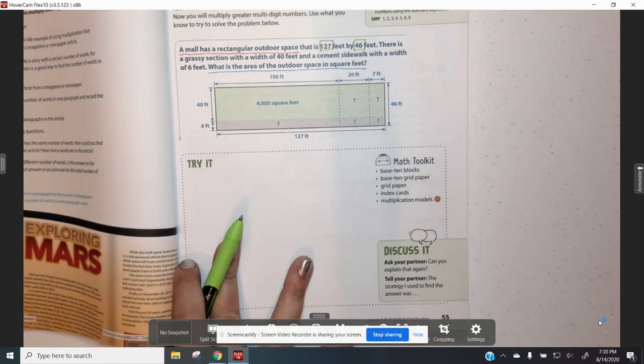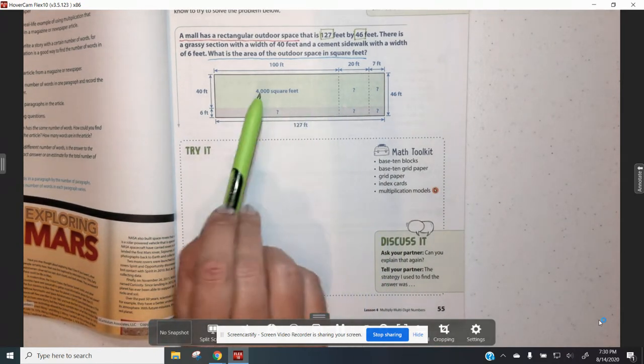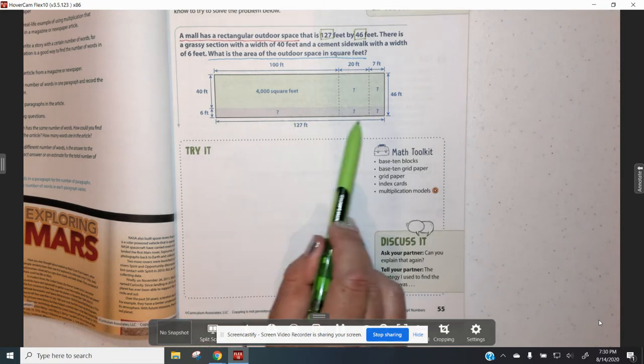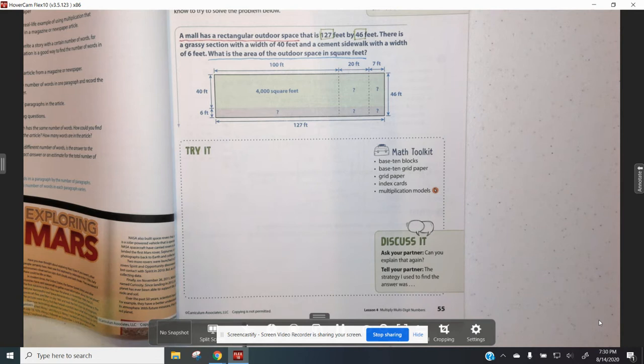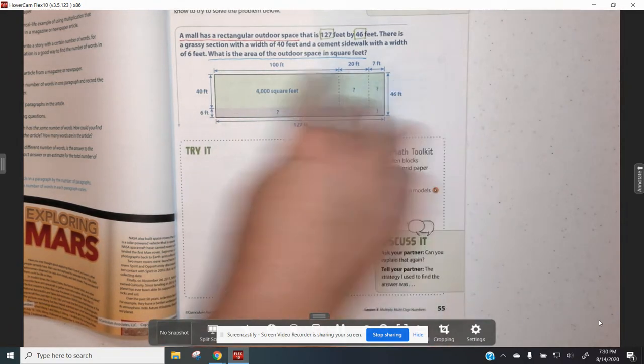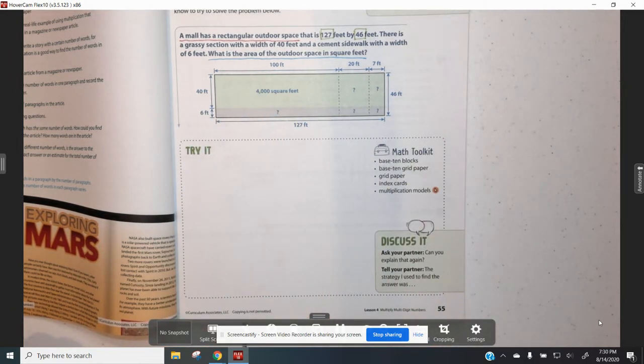So right now, I would like you to try and figure out, what is the area of this in square feet? I'm going to show you how to do the area model in a minute, but I want to see if you can solve this on your own. And they've already given you a pretty good head start. So go ahead and pause your video and try and figure out how many square feet is in this rectangular outdoor space at the mall. So pause your video.